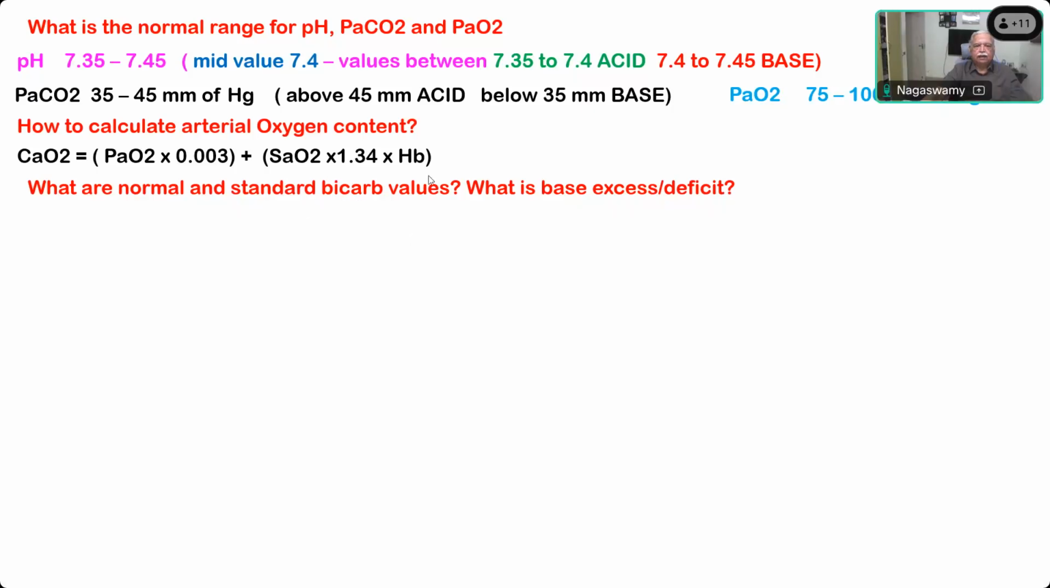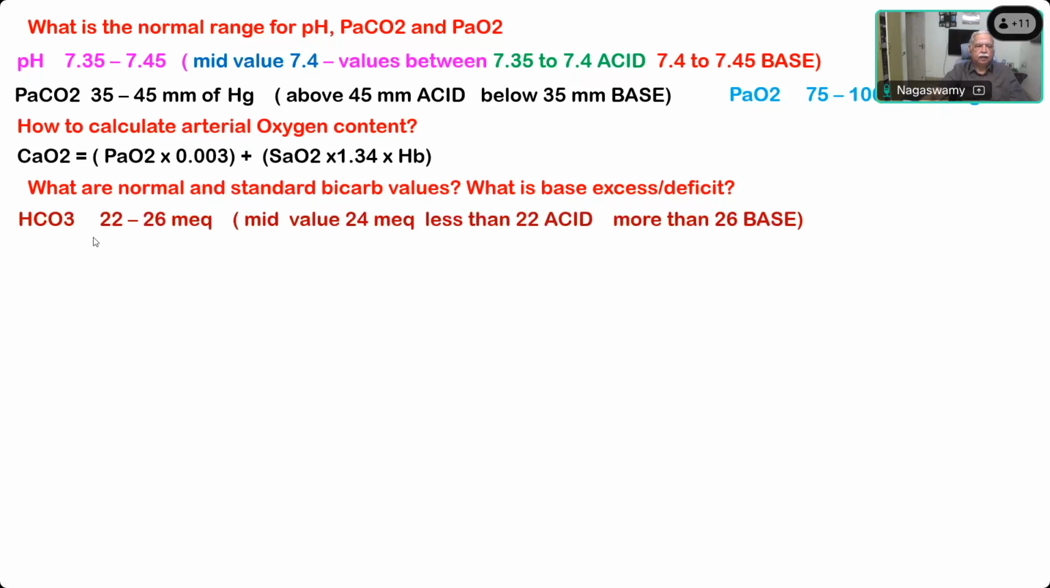When you standardize the condition, you get a different value. Normal bicarb is what you measure in a patient who may have a temperature, may be hyperventilating, or may be in severe acidosis. That is the actual measured bicarb, whereas this is the standard bicarb under standard conditions. Bicarb 22 to 26, with the mid value of 24, is the normal bicarb. Standard bicarb is 21 to 27 with a PaCO2 of 40 and temperature of 37.